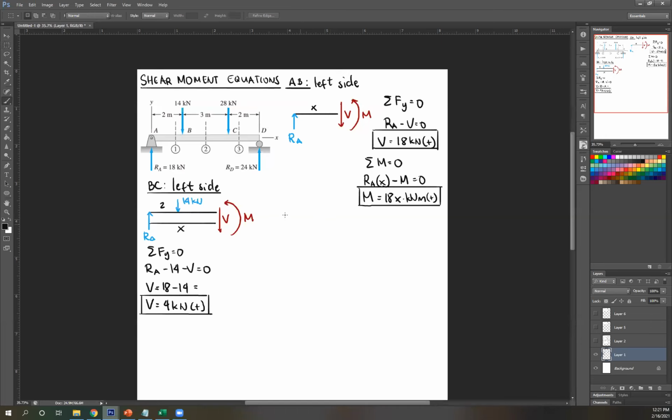So lastly, side CD. As you can see, cutting it here, it's easier to take the right side, right? But if you're gonna make a shear moment diagram, you have to take it from the same side as you did in the first one. So left. So CD, left side. And then draw again.